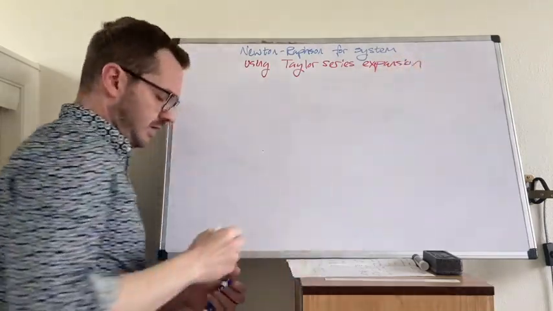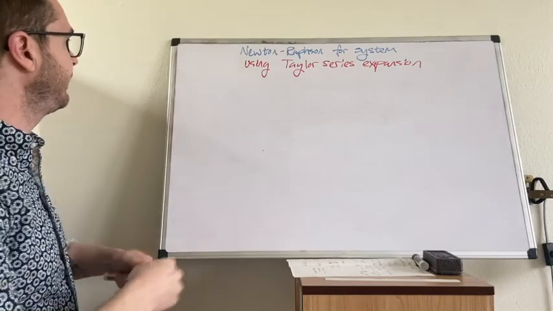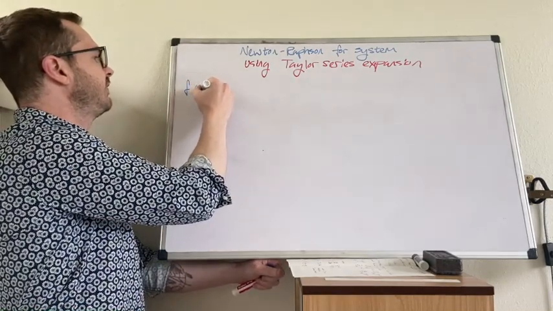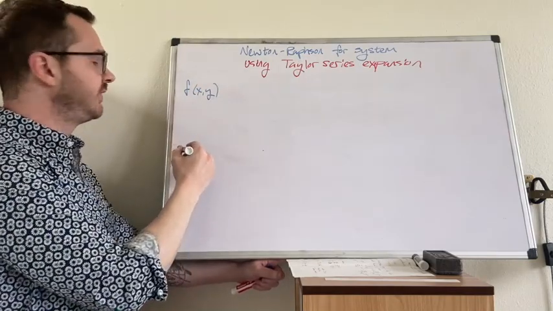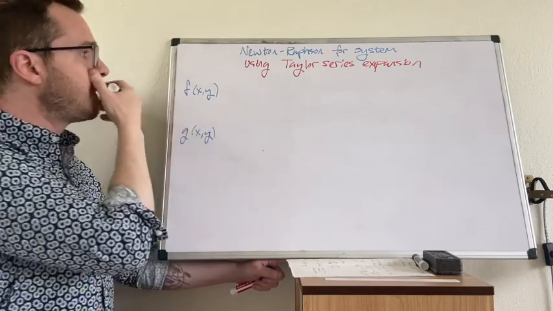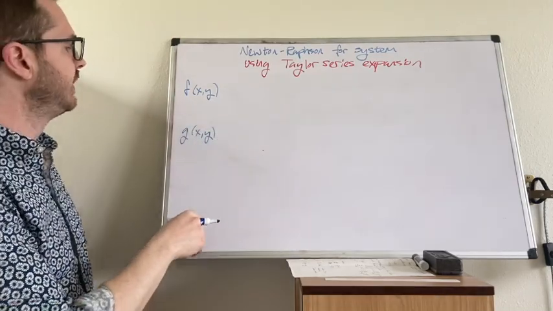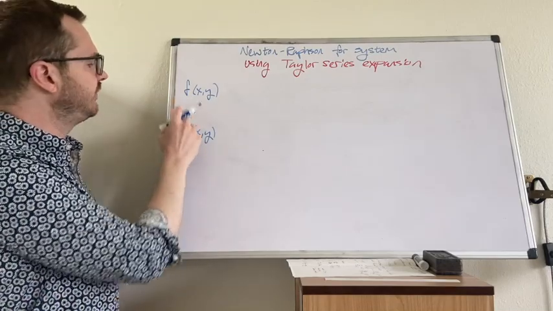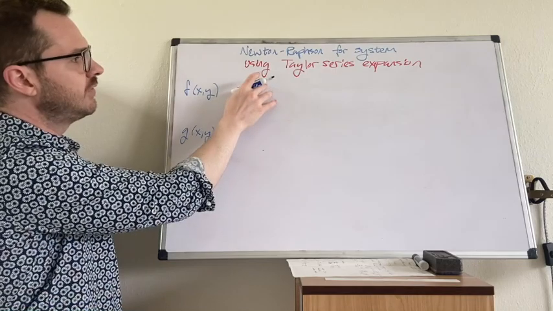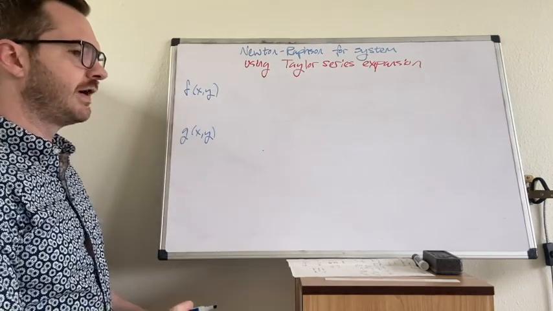Okay. Remember that we have two functions. We have f of x and y, and we have a second function g of x, y. And let's write out the expansion for these. Now consider each of these functions have multiple input variables. So this Taylor series expansion we're going to do is specifically the one for multivariate functions.